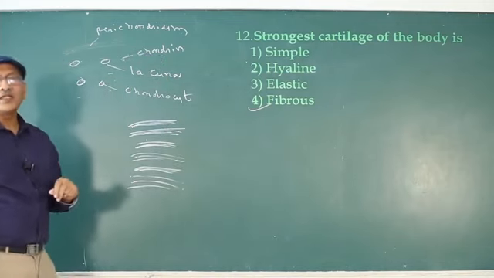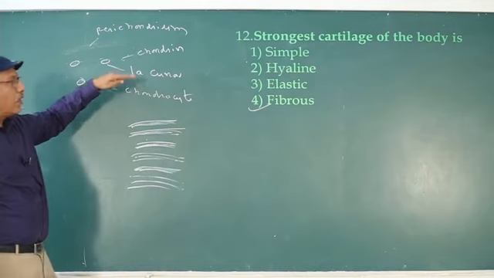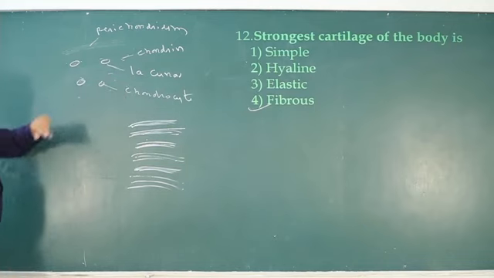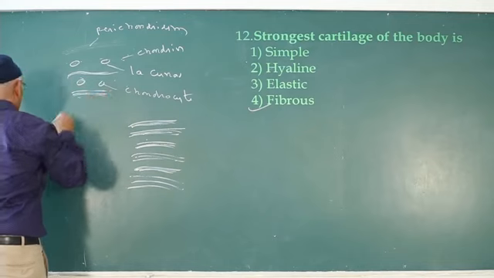Elastic cartilage. What is the unique character of elastic cartilage? Character is the same. Around the elastic cartilage also perichondrium is present. In the matrix, collagen fiber bundles.